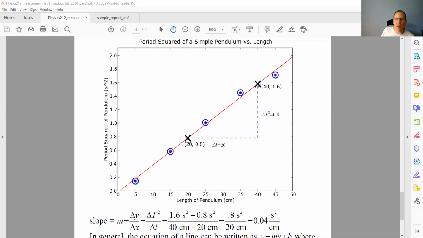So now to calculate the slope, I need the change in the period squared. It's like my y variable. So change in period squared is going to be 0.8, right? 1.6 minus 0.8 is 0.8 over the change in the length. So I have 40 minus 20, which is 20. And then if I divide now, 0.8 divided by 20, so rise over run, that's going to be my slope. And if you work that out, you're going to get 0.04. And it turns out the units are seconds squared for period squared over centimeters for the length. So 0.04 is my slope.